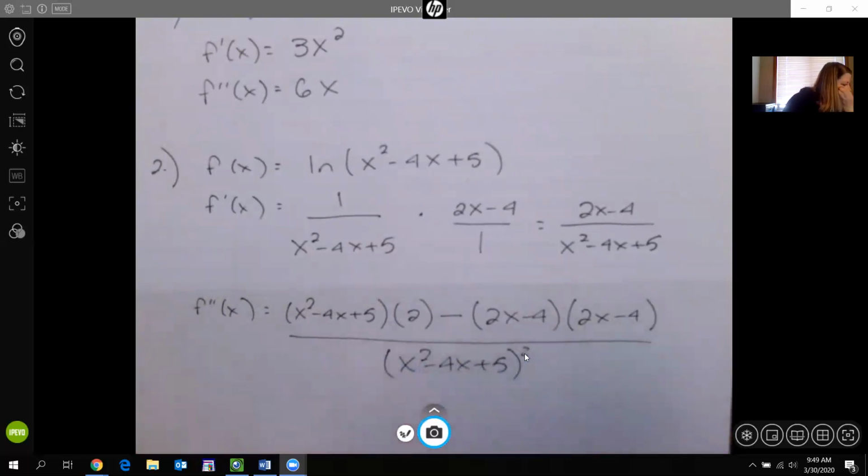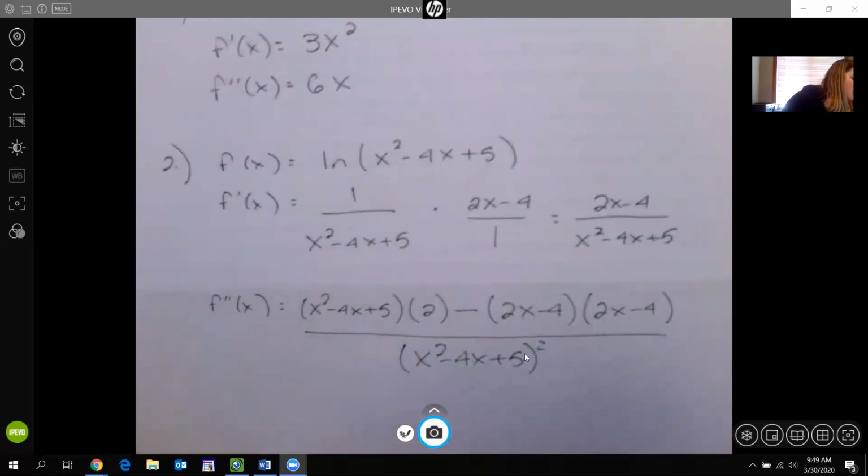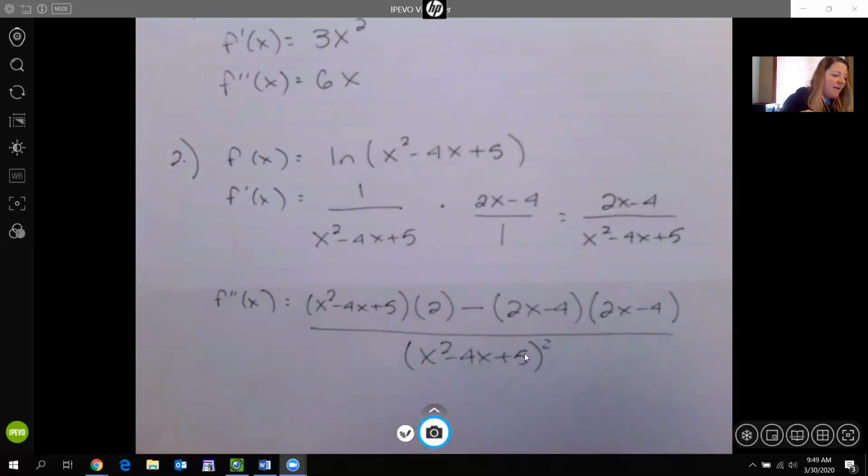I did this one because the derivative's kind of ugly. The second derivative is even uglier. So it brings up our chain rule, and it brings up then our quotient rule. Okay, so those are our second derivatives. Now, what am I going to do to decide if something's concave up or down?